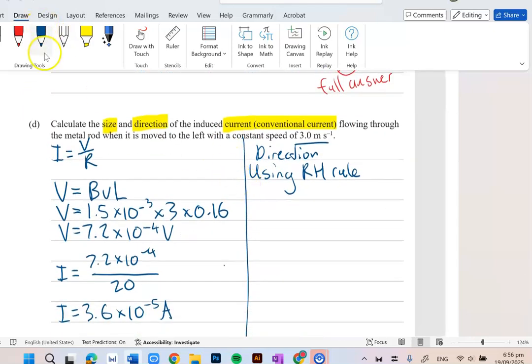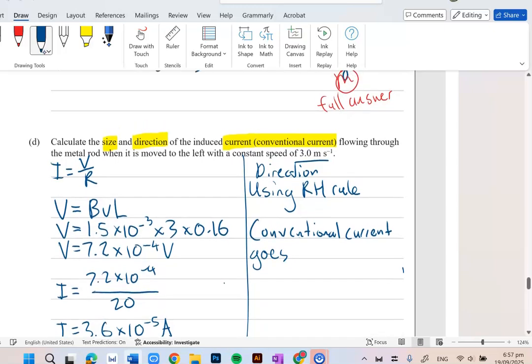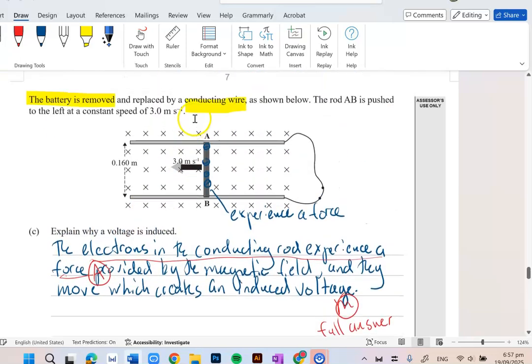So we can write conventional current, because we want to answer the question. Conventional current goes downwards from A to B. Okay, and that's it. We're done. So it was A to B.